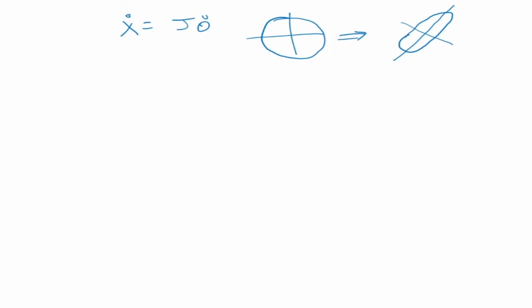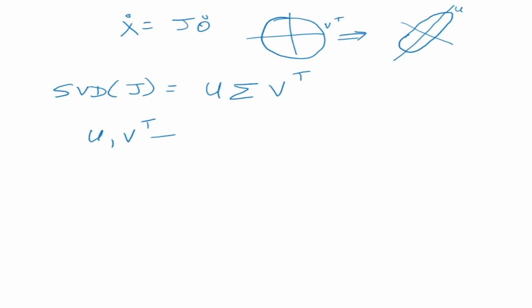The initial axes are Vt and the axes there are U. Now how can we represent this graphically? What we basically understand is that if you take the singular value decomposition of J, you can divide this matrix J into three matrices. It is U, sigma and Vt, where U and Vt are called orthonormal matrices.